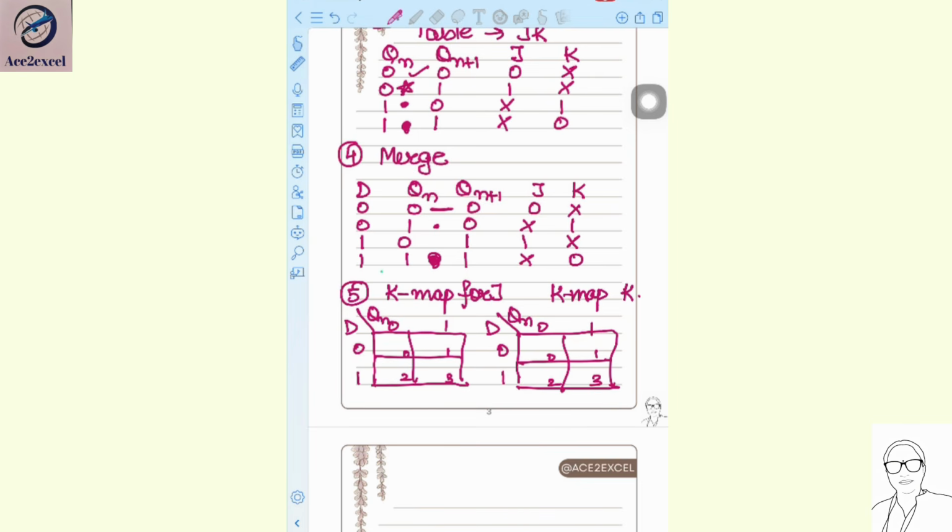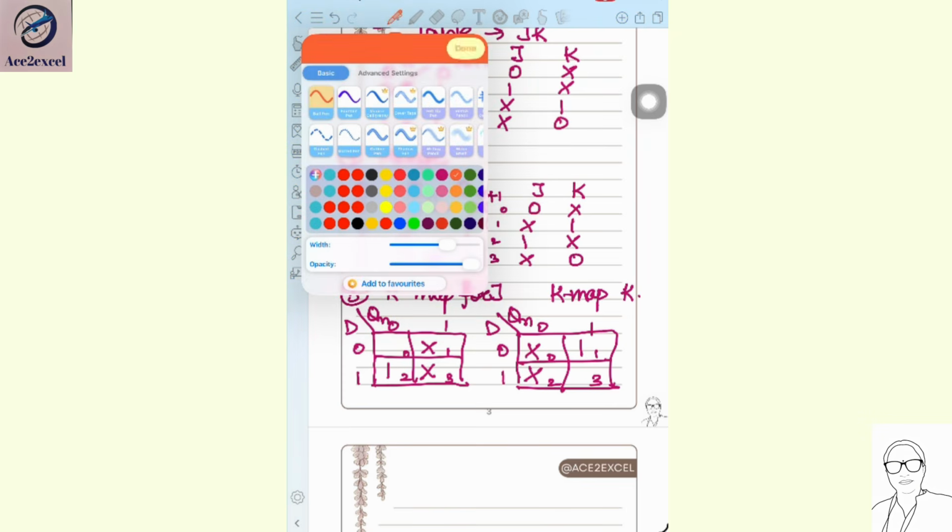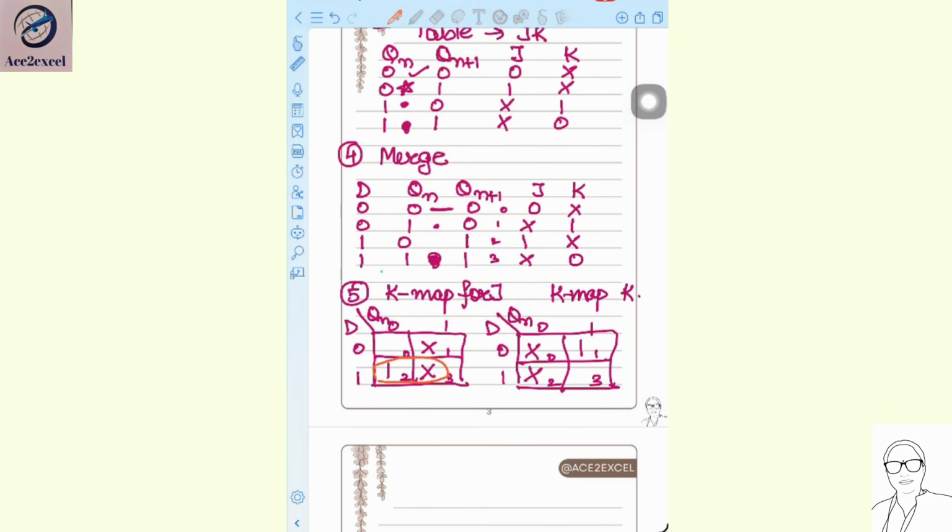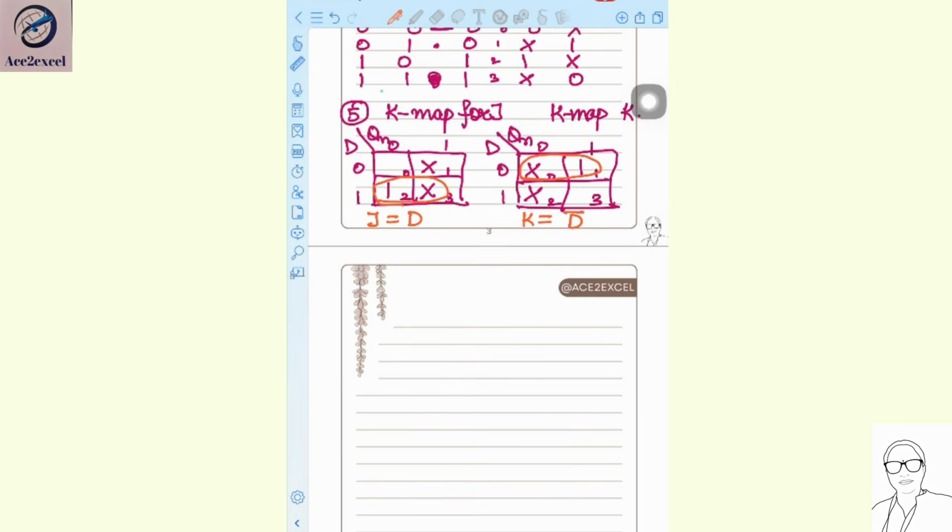Now I'll be plotting the minterms. J is don't care at 1, J is 1 at 2, J is don't care at 3. Similarly, K is don't care at 0, K is 1 at 1, and K is don't care at 2. So if I'm supposed to make the groupings, these are the groupings, and if I go by the groupings, J is equal to D and K comes equal to D bar. Now we'll be designing it using this K-map equation.